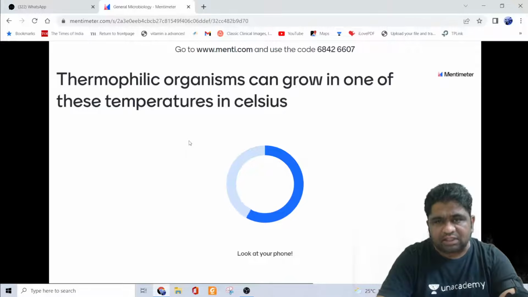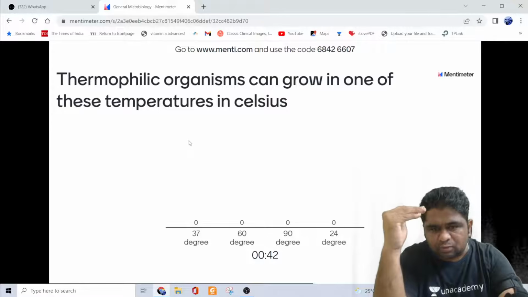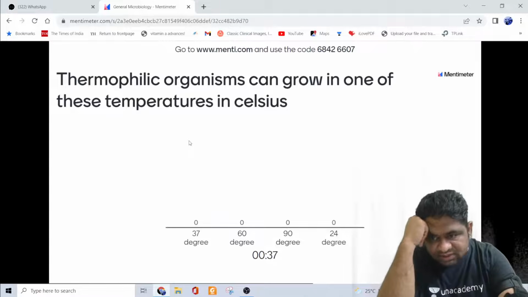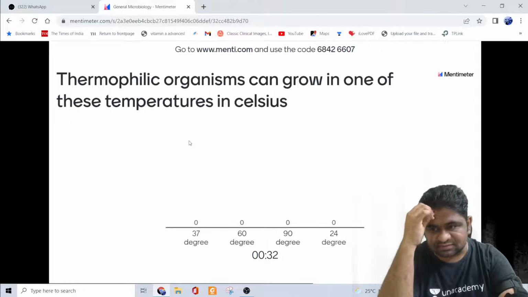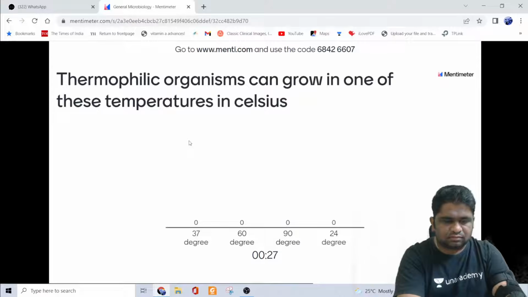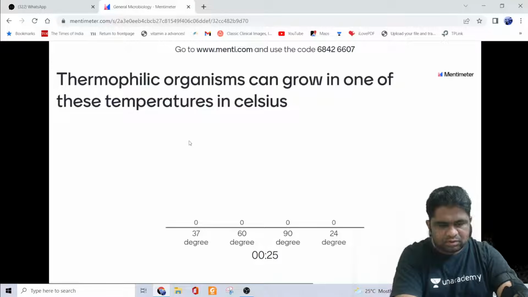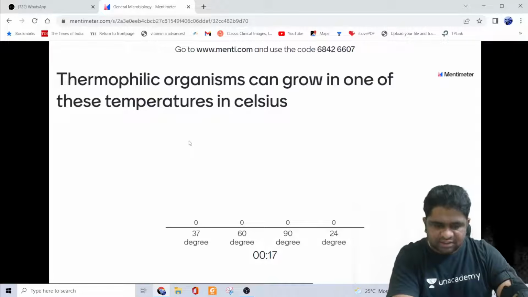The thermophilic organisms can grow in one of these temperatures in Celsius. When I call an organism as thermophilic, is it 37 degrees? Is it 60 degrees? Is it 90 degrees? Is it 24 degrees? What is your answer? Thermophilic organisms. When will you call them as thermophilic? When they can grow in which temperature? 37 degrees, 60 degrees, 90 degrees or 24 degrees?